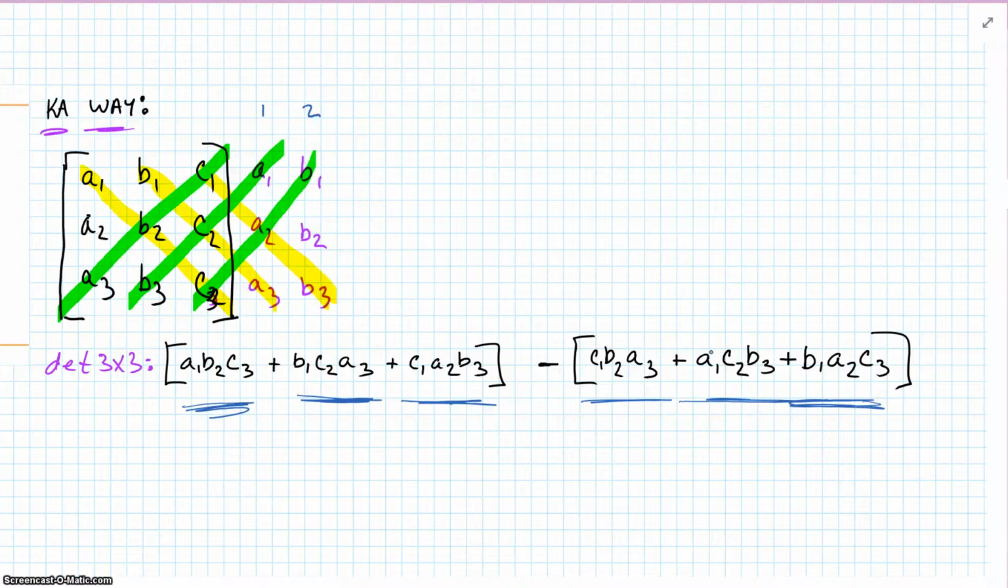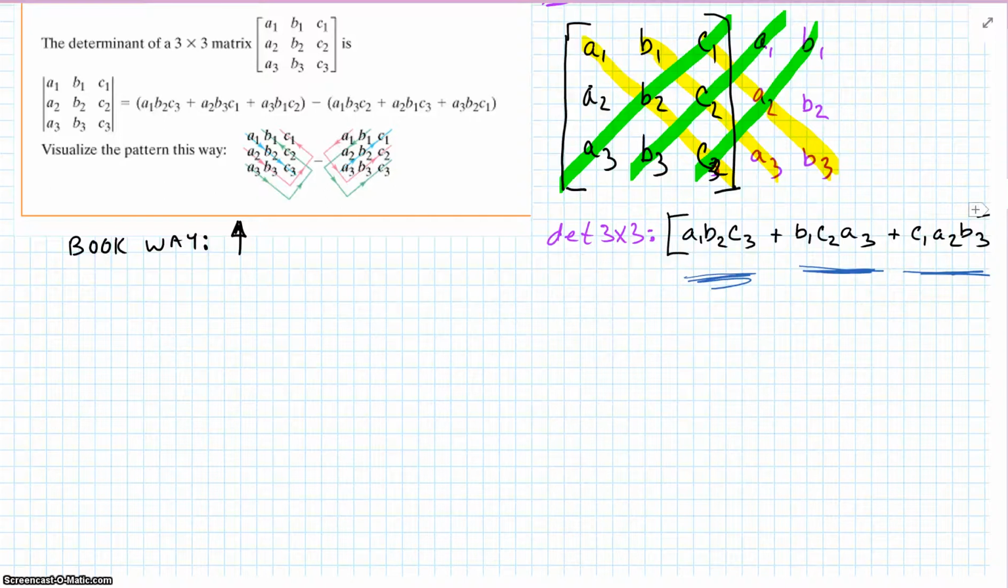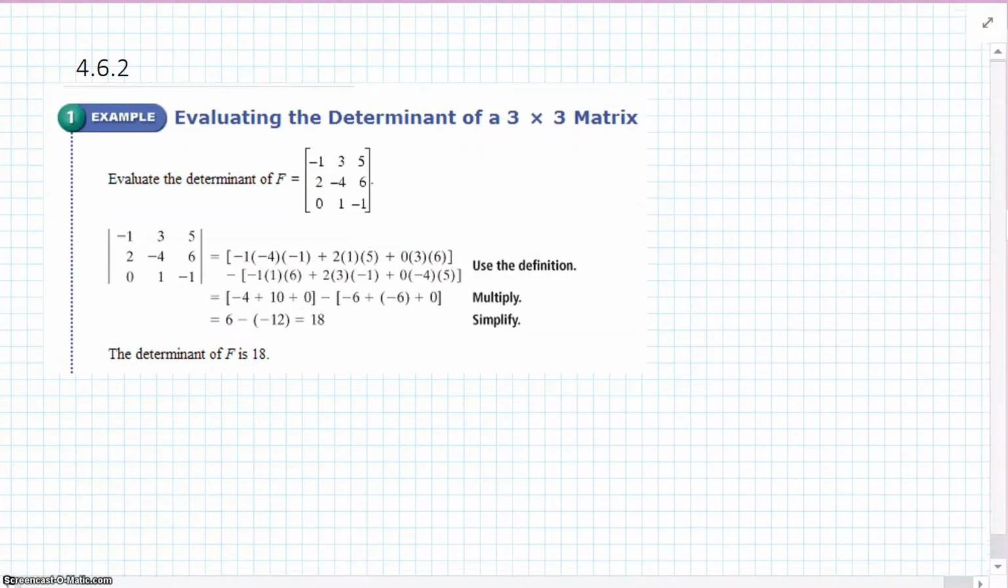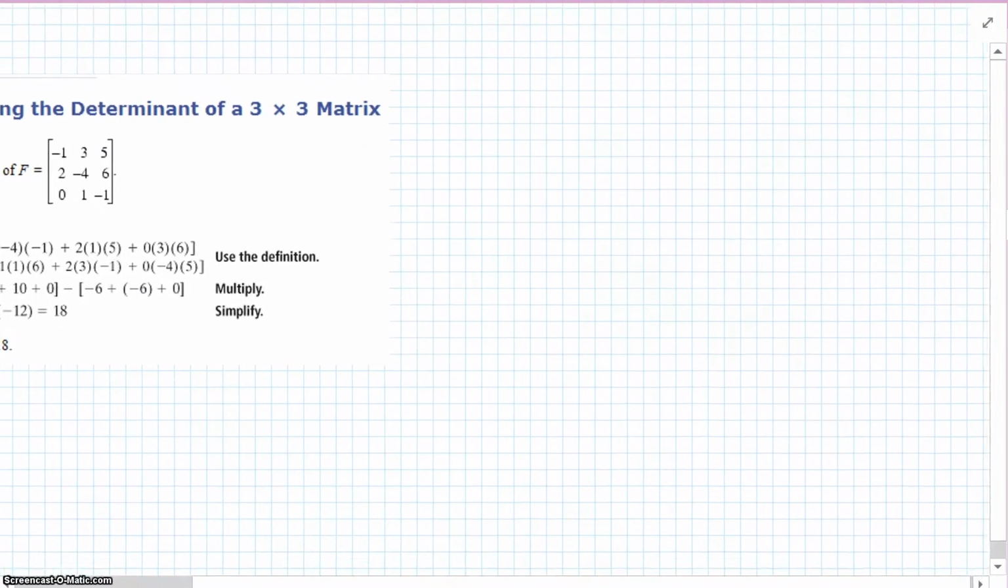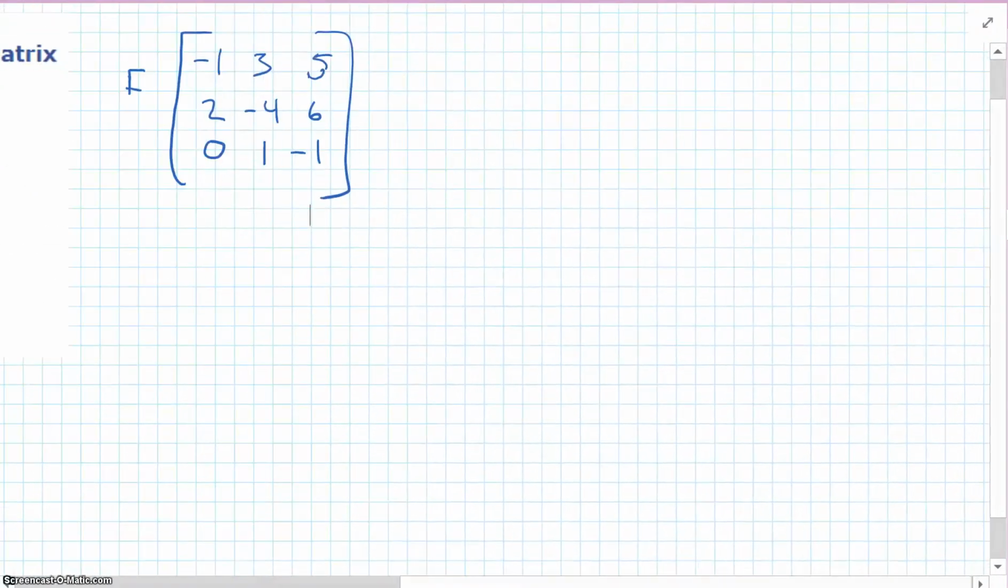We can find the determinant, and all the rules of determinants hold true. The book shows a different way, but it's a lot of squiggly lines. I don't like it. So find the determinant of matrix F. I'm going to rewrite the matrix over here. The matrix F is this: negative 1, 2, 0, 3, negative 4, 1, 5, 6, negative 1. There is matrix F.